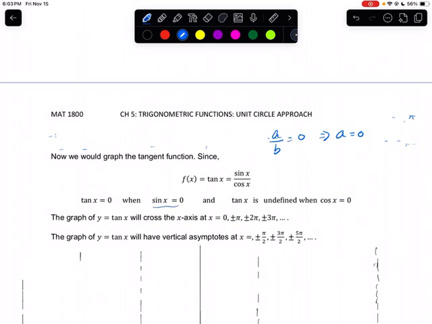So when is sine x 0? Well, we have just learned that sine of x will be equal to 0 when x is equal to n pi, all multiples of pi. And cosine of x will be 0 at all odd multiples of pi over 2. So pi over 2, 3 pi over 2, 5 pi over 2, and so on, and with the negative as well.